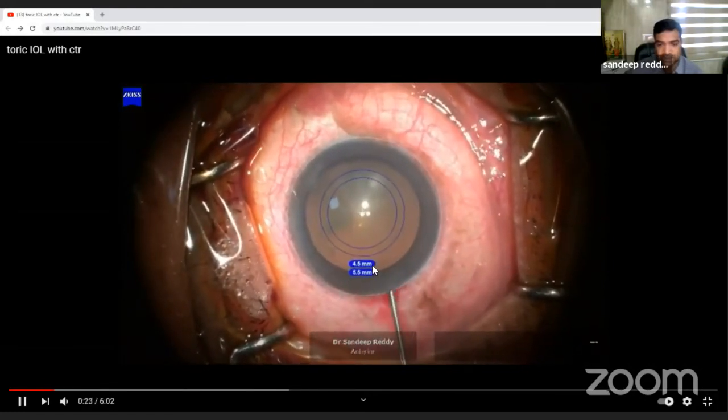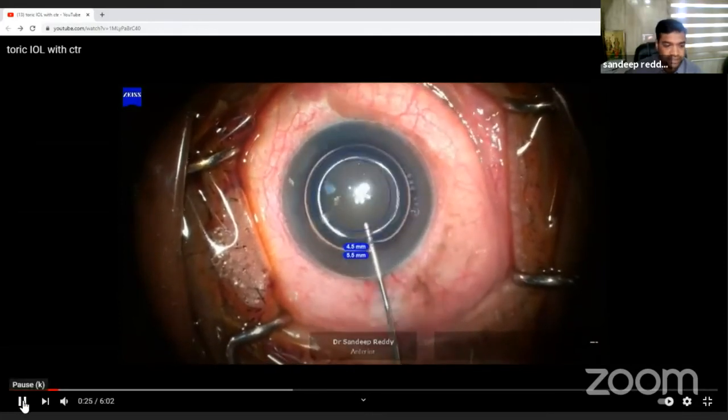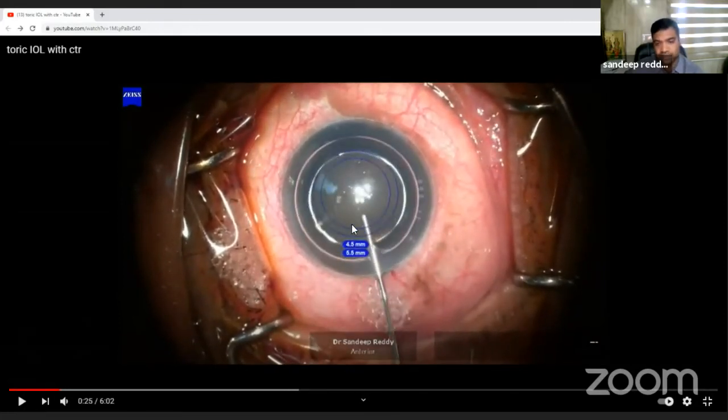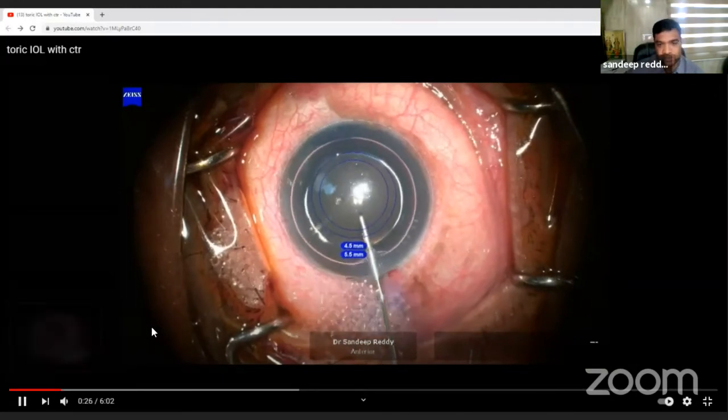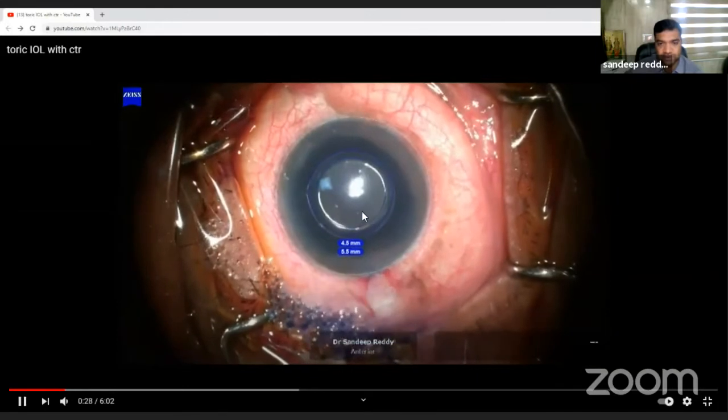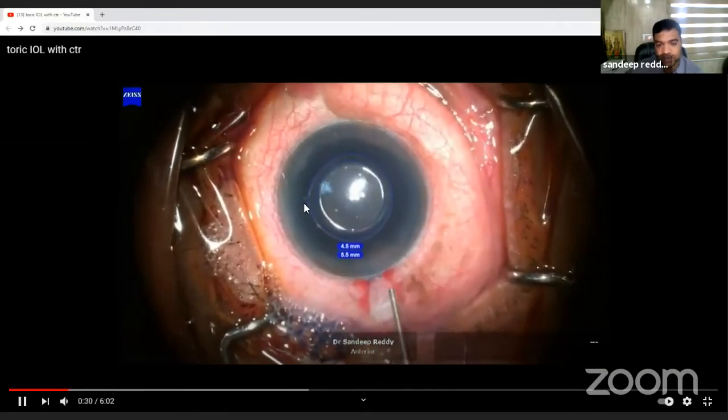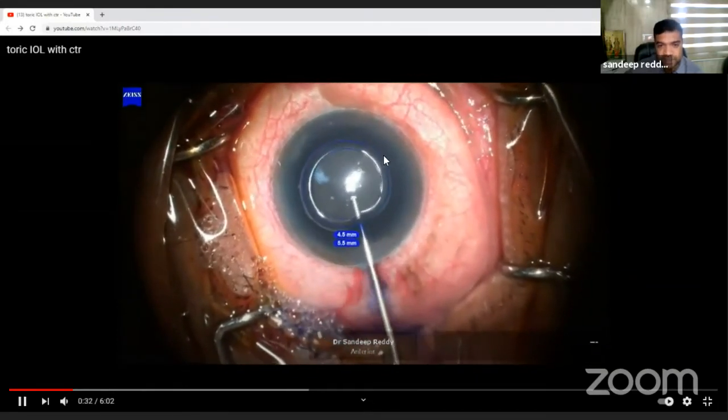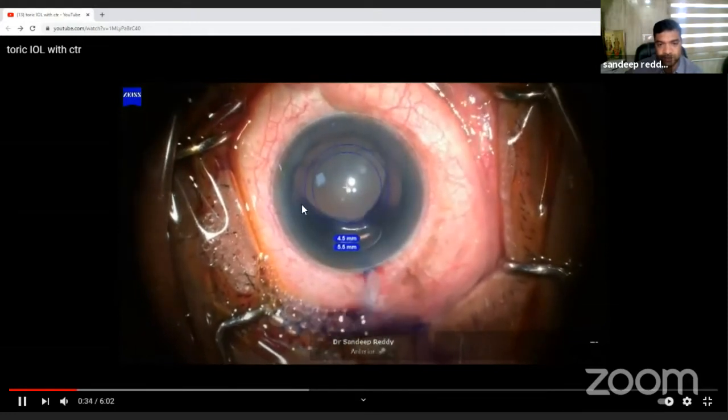After that, you can see the rhexis can be adjusted the way you want. For example, this is a 4.5 mm marker, and this is a 5.5 mm. So it gives you very good assistance in doing your rhexis. And if you observe carefully, this rhexis is not in the center of the pupil, but it is as per the visual axis.